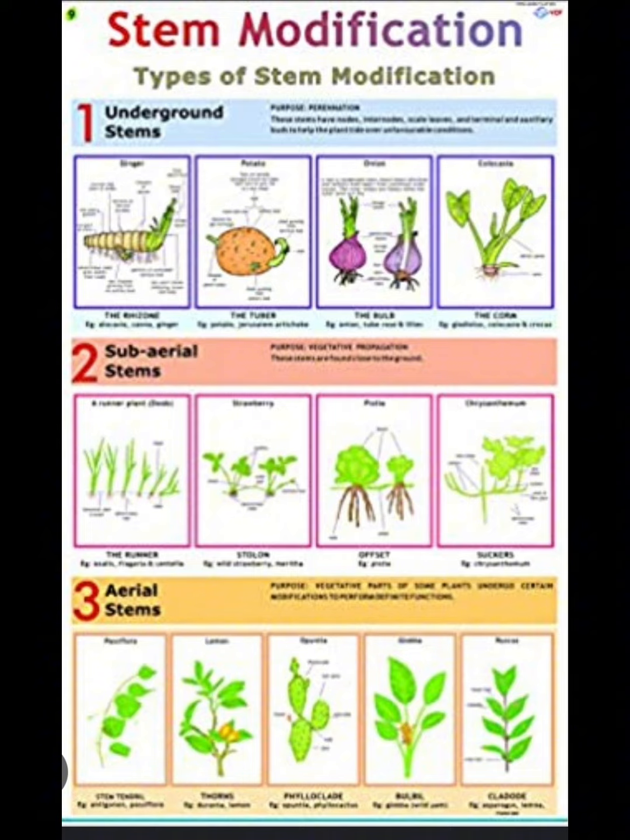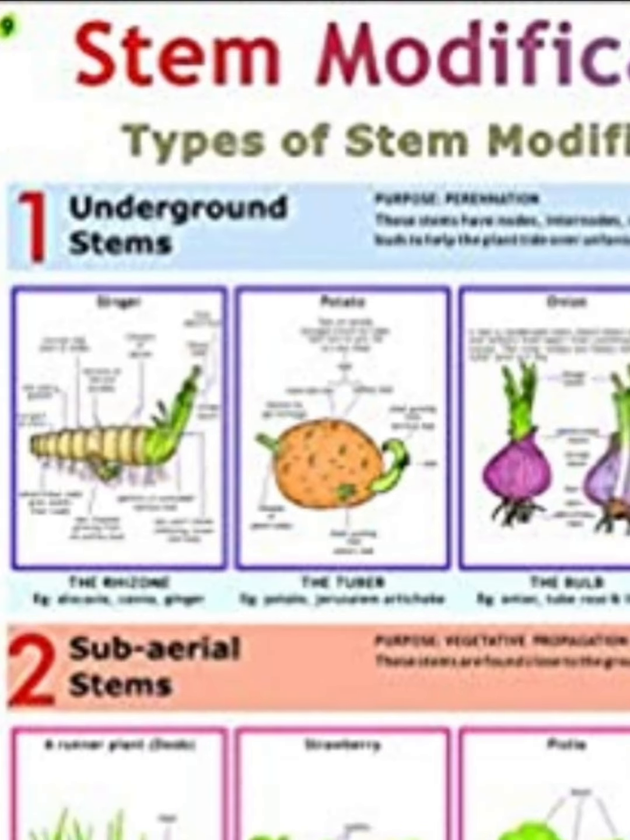But also, did you know there's actually three types of stems, which are the underground stem, the subaerial stem, and the aerial stem? The first stem is the underground stem. Just the same way the name indicates, it's located underground. Fun fact, potatoes and onions are actually stems.